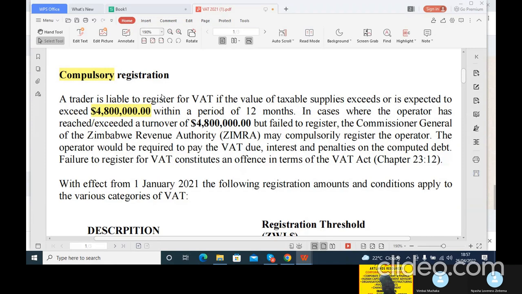Meaning if you do not register, the commissioner will hold you liable for taxes and penalties. Those will pop up. If you fail to register, the registered operator may pay the VAT due, with interest and penalties computed on that debt.